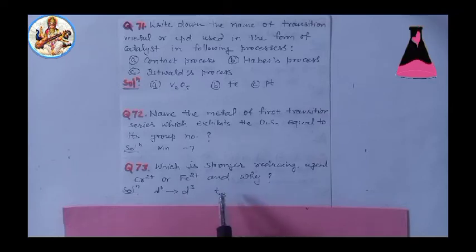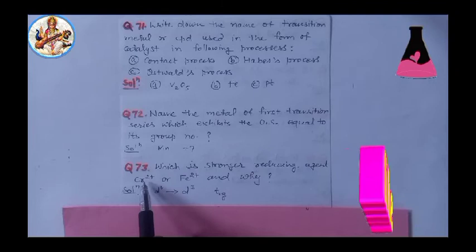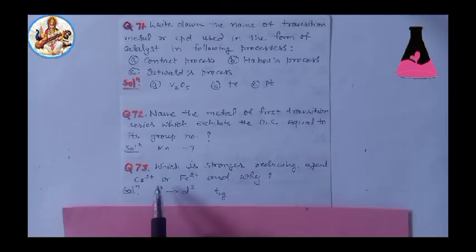t2g orbitals. I repeat, chromium 2+ is a stronger reducing agent than Fe2+, because the configuration of chromium 2+ changes from D4 to D3, and the D3 configuration is stable due to half-filled t2g orbitals.